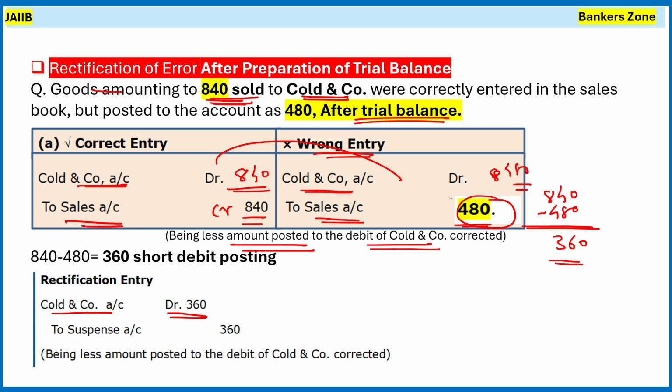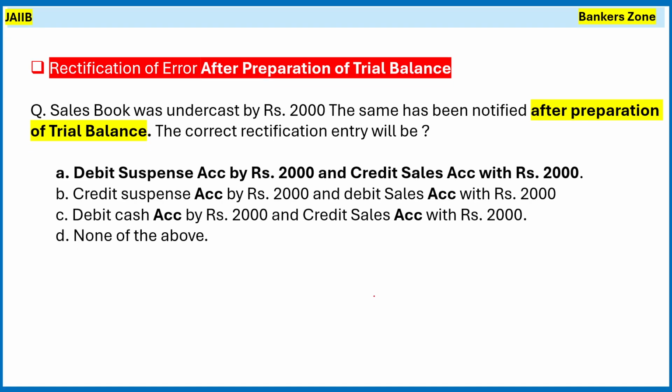Once the trial balance has been prepared already, we will use the suspense account to credit it. Very simple, right? So if debit is short, debit that account, and for the corresponding credit, which account will you take? Simply the suspense account, because the trial balance has been prepared.